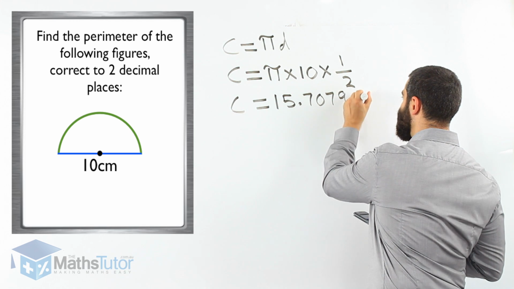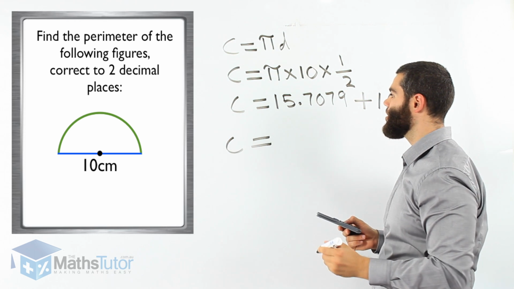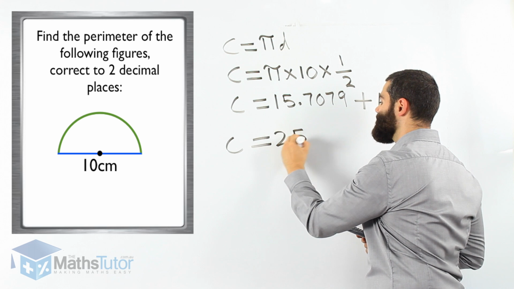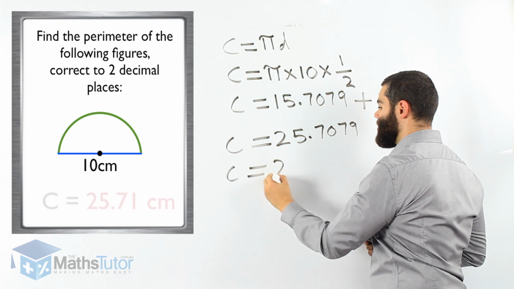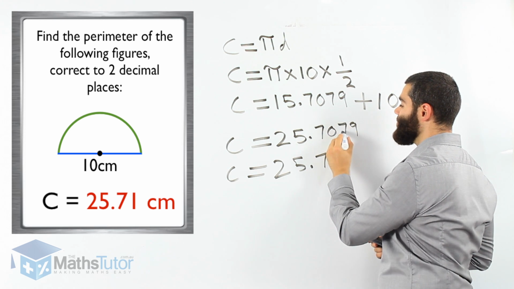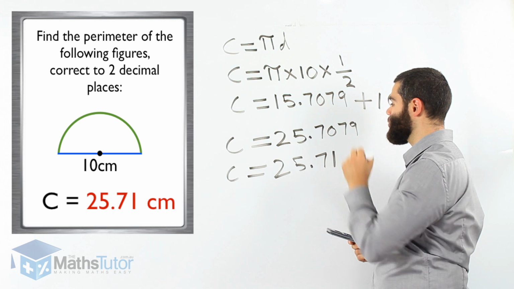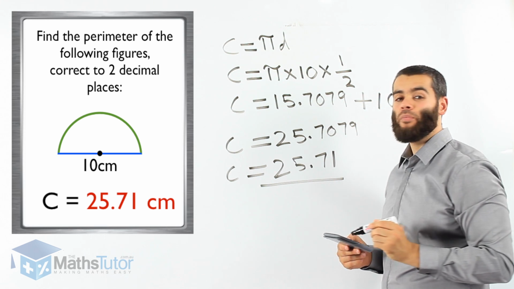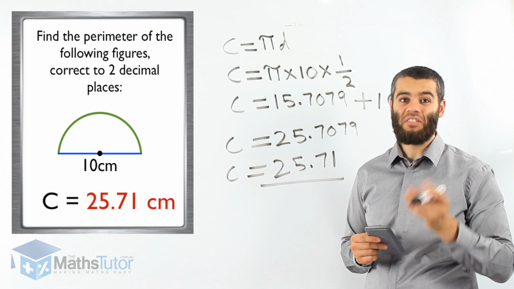So all we're doing now is adding 10. So the total perimeter, the total circumference, is 15.7079 plus 10, which is 25.7079. And now we can round it off, 25.71. The 7 is above 5, so it pushes the 0 up and it becomes 25.71. So our final answer, the perimeter of this figure, is 25.71. Was that hard? No.